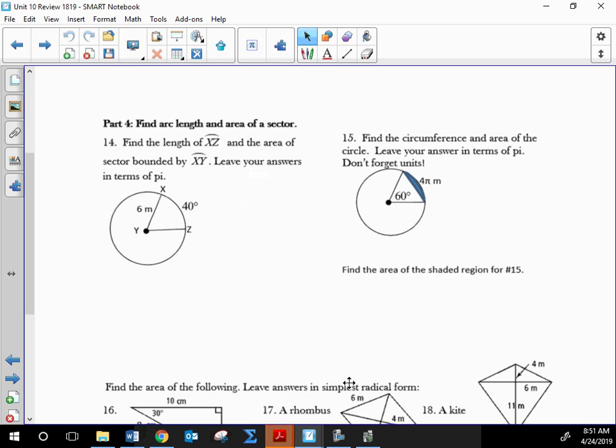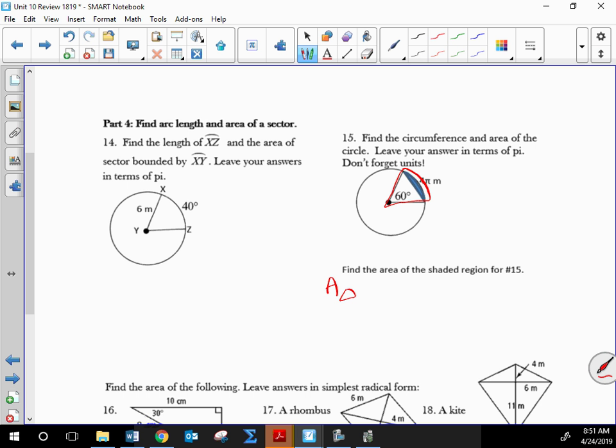Okay, so this part B down here says find the area of the shaded region for number 15. This will be similar to a warm-up we did last class. We want to find the area of that wedge, that sector, and then subtract away from there the area of my triangle. So I've got to find each of those first. For my sector, it's 60 degrees out of 360. So what fraction of my circle is that? 1/6, good. So I have 1/6 of my circle, and then area is what we're looking for, so pi r squared.